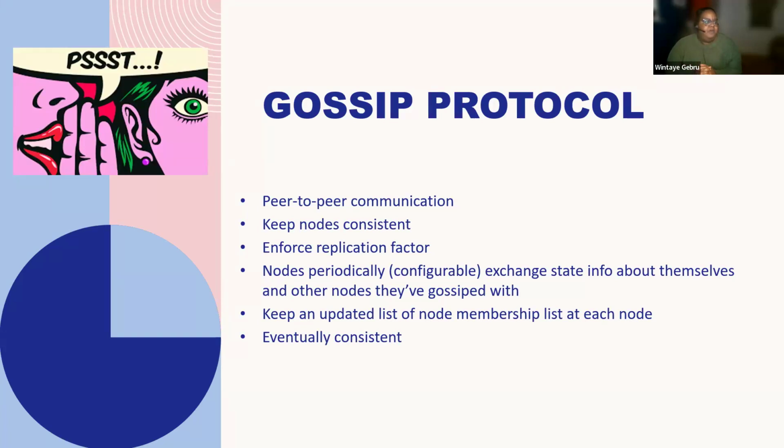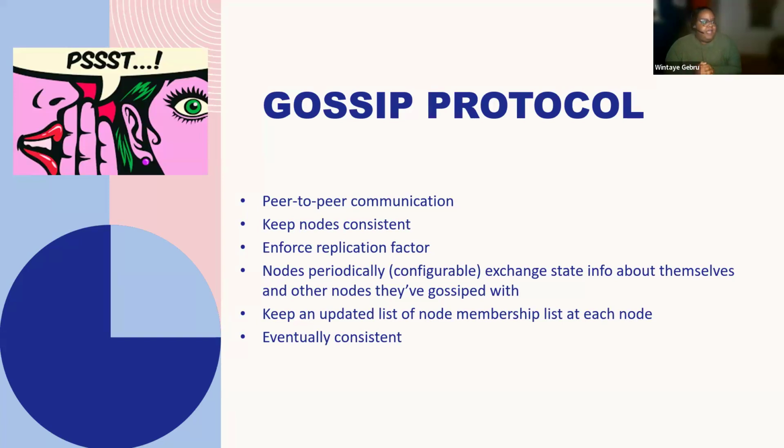And so nodes periodically exchange state information, steady state event information about themselves and other nodes that they've gossiped with. They keep an updated list of node membership at each node. So this is, again, helpful to know. It's sort of like a topology. It needs to know what else is going on, where everything is in the node. And that way, when it gets a request, it can send it to the most appropriate node for that request.